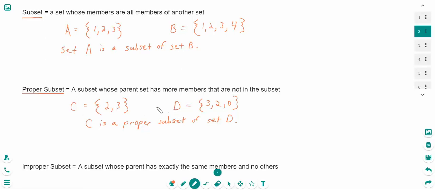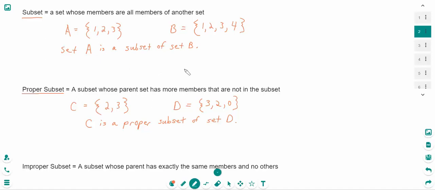D is not a subset of C because D has a 3, 2, and 0 in it, and C does not have the 0. So everything that's in D is not in C. So therefore, D is not a subset of C, even though C is a subset of D. You following that? Same thing would apply up here. A is a subset of B, but B is not a subset of A, because everything that's in B is not also in A. You see that? So it's kind of a one-way street here. All right? Hopefully that makes sense.